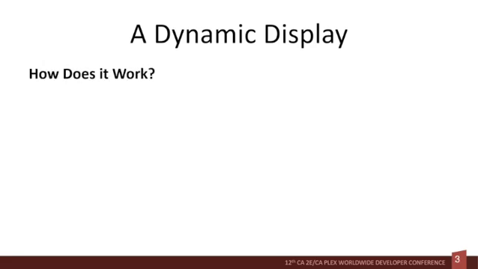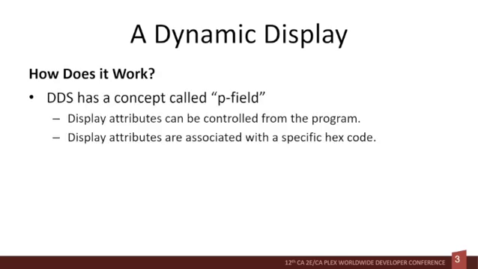So what we came up with is, well, we didn't really come up with it. What we use is a DDS option called a PField. It was introduced many, many years ago when even the people at IBM realized that this sucks. And they needed to come up with a way that had something other than indicators to track everything.